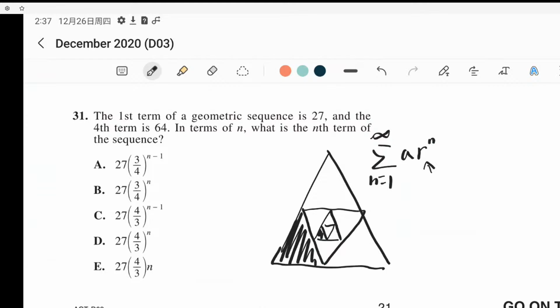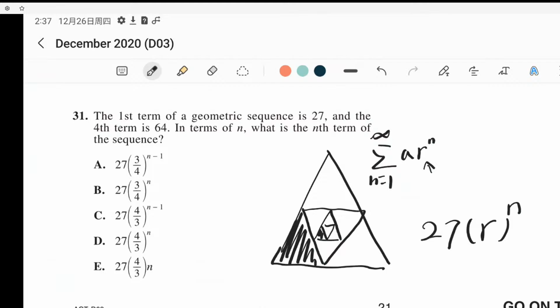So we're given the first term of a geometric sequence is 27. So the first number in the series is going to be 27 times the common ratio to the nth power. And because this is the first term, for our convenience, we're given all answers in terms of 27 times a number to the n or n minus 1 power.